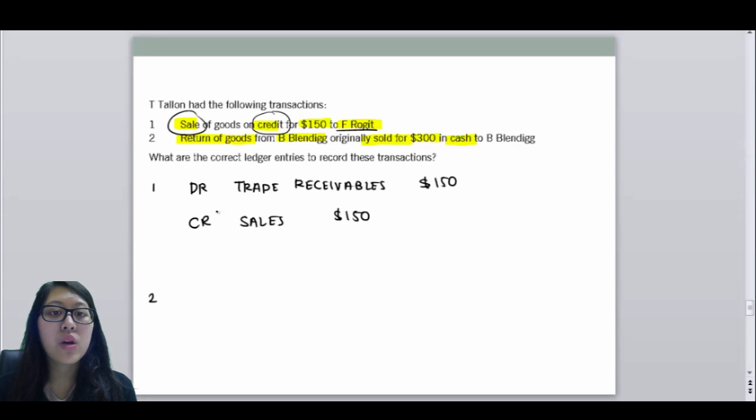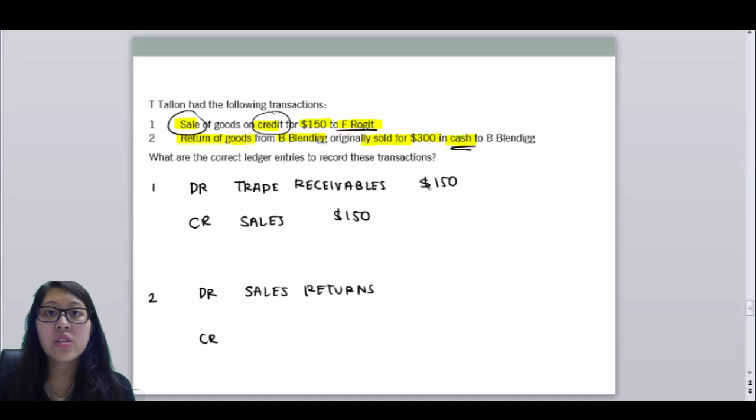Now 2, return of goods. So if it was a return of goods originally sold, that means that it was a sale before, but now the person is returning the goods to us. So it's a sales return. So it's a reduction in the sales. So when we reduce it, we cannot just simply debit sales. We need to say debit sales returns, because now it's the opposite of a sale and it's in cash.